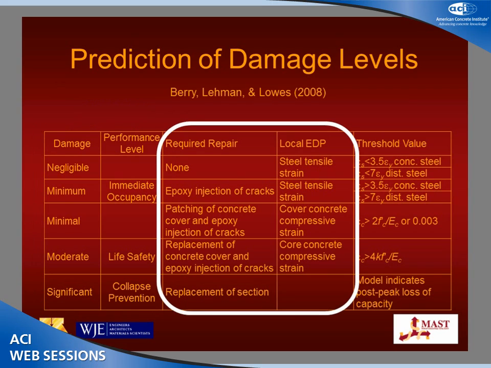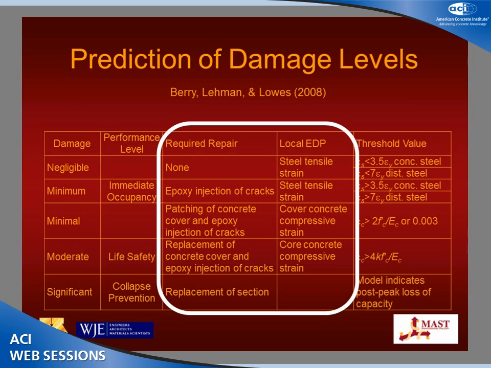And then other researchers, including the group at Washington, have put together, for concrete columns, although a lot of the repairs are similar, a framework correlating, for each performance level and damage level, the required type of repair and a local engineering demand parameter, i.e. something that you can get out of a structural analysis to use in your design.